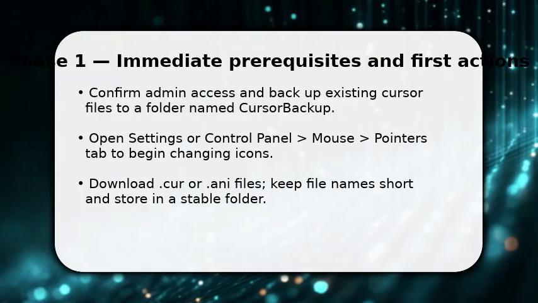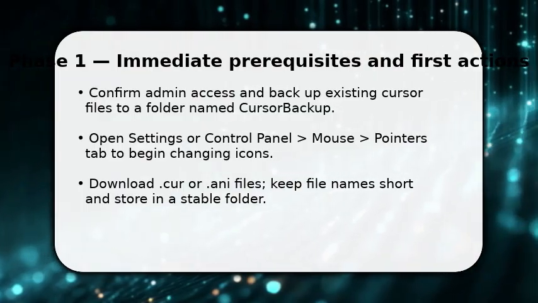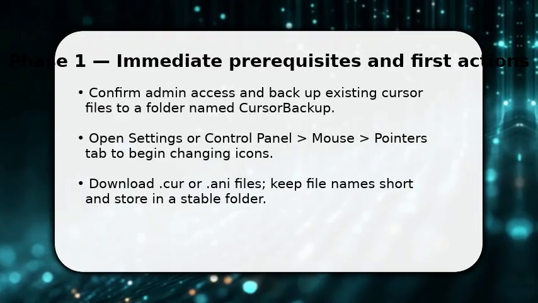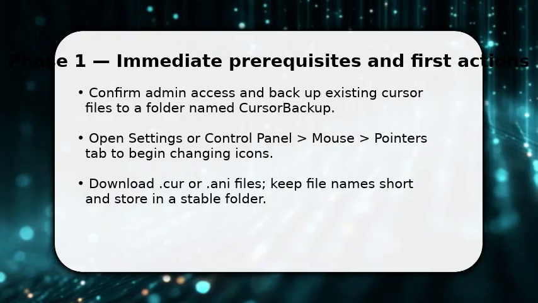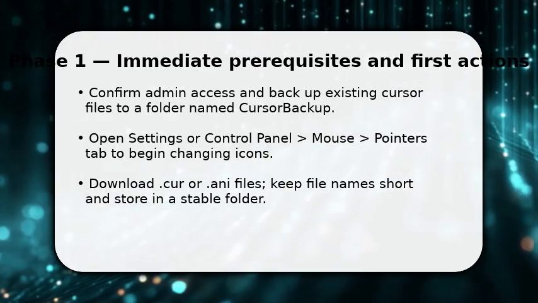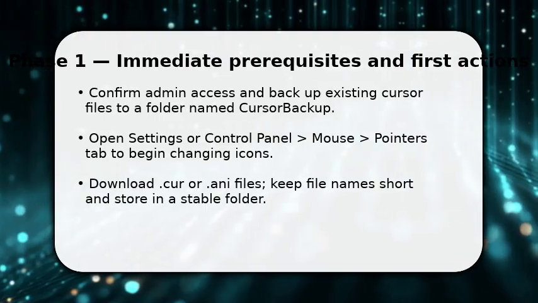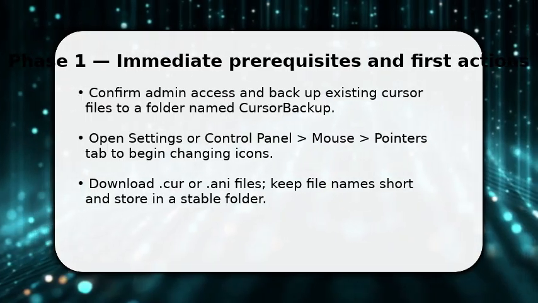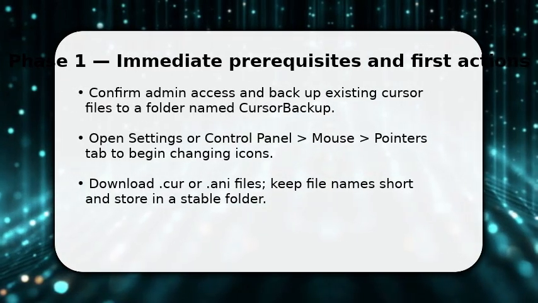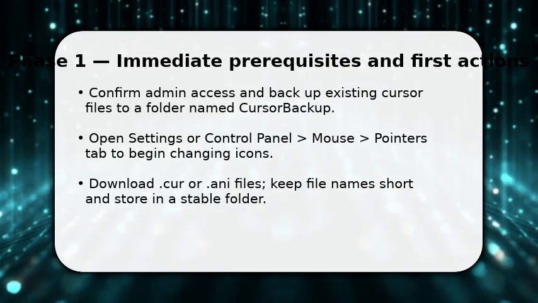You start by preparing the environment. Make sure you have admin rights and back up the current cursor set to a folder called Cursor Backup. Once done, open Settings or Control Panel and go directly to Mouse, then the Pointers tab so you're positioned to change icons. Make sure you've downloaded .cur or .ani files and place them in a stable folder you control. You do this now because Windows expects specific formats and locations. Making a backup avoids losing a working cursor.